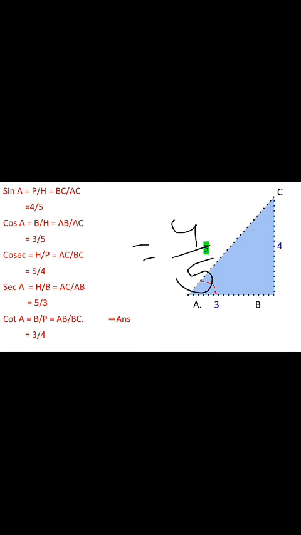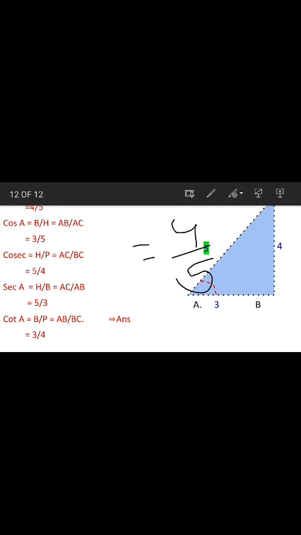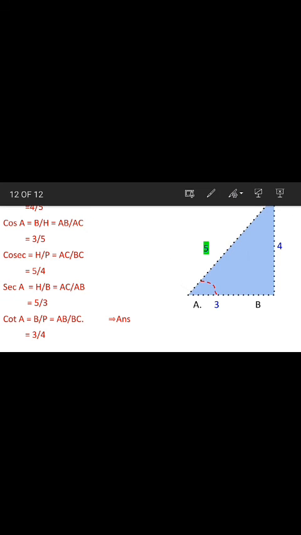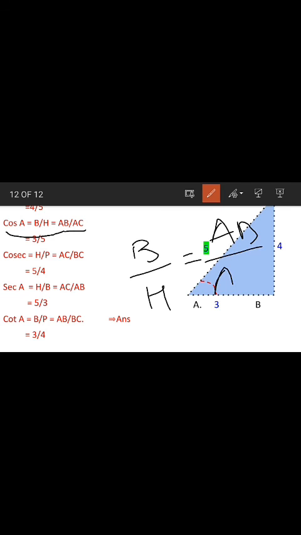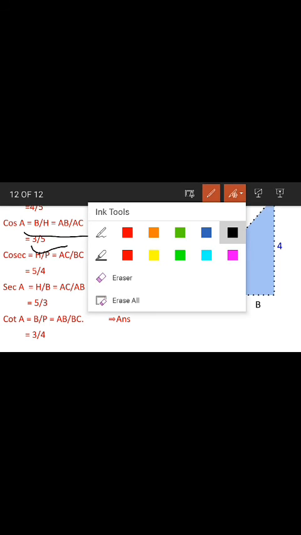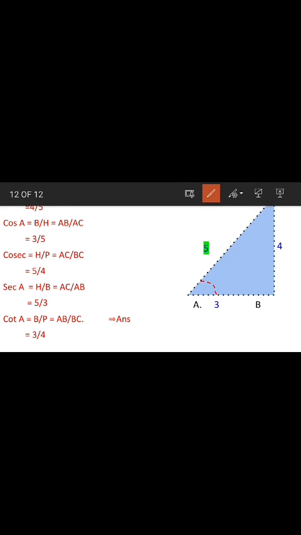When we substituted the value, we got sine A equals perpendicular upon hypotenuse, BC upon AC, that is 4 by 5. Now class, moving to another trigonometric ratio, that is cosine of angle A or cos A. Here we know that cos A is base upon hypotenuse, and here the base is going to be AB and the hypotenuse is going to be AC, class. Now putting the value of AB and AC, we get cos A to be 3 by 5, that is 3 upon 5, or 3 divided by 5.